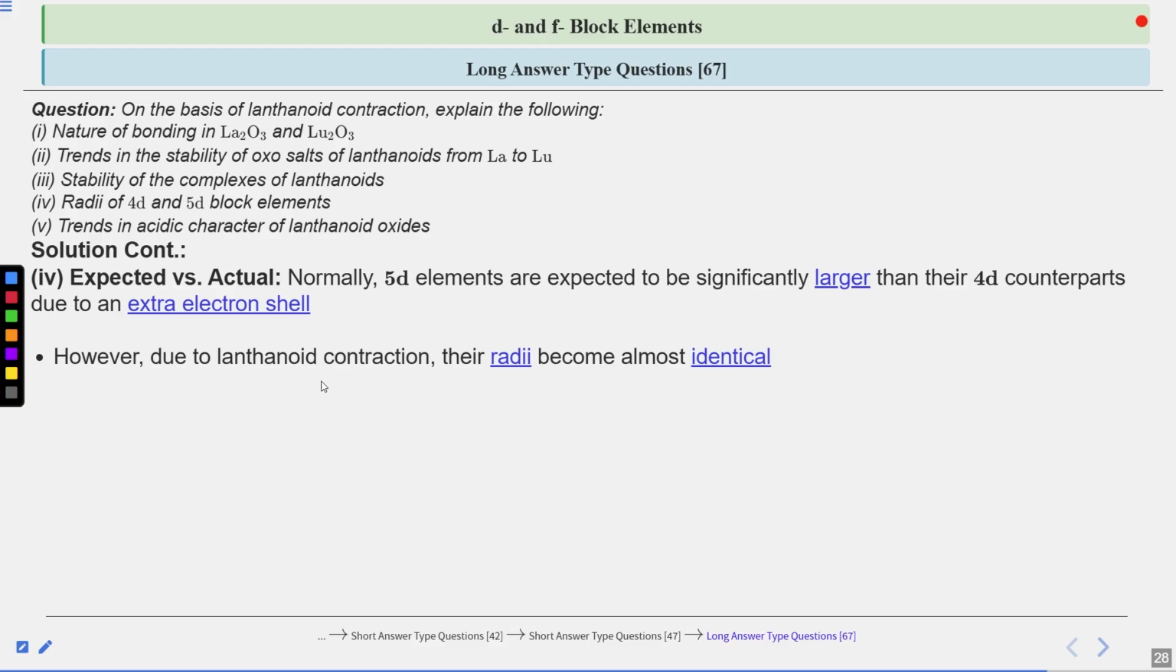However, due to the lanthanoid contraction occurring, their radii will become almost identical. This is the radii relationship between the 4D and 5D block elements: expected is that the 5D radii will be significantly larger than the 4D due to the extra electron shell addition. But due to the lanthanoid contraction presence, the radii will become almost identical from 4D to 5D.